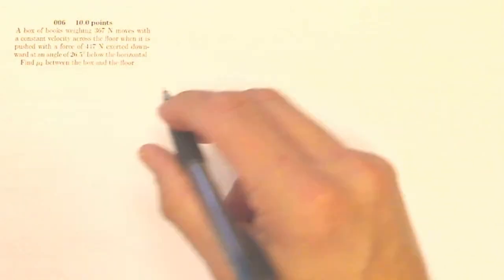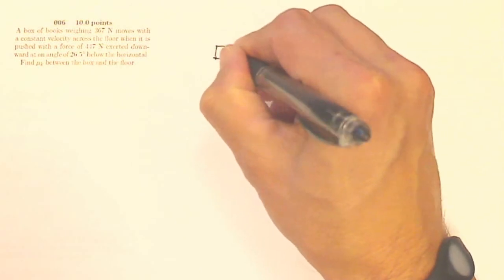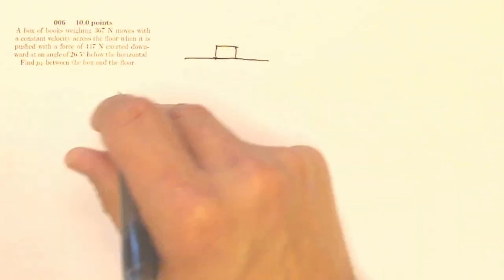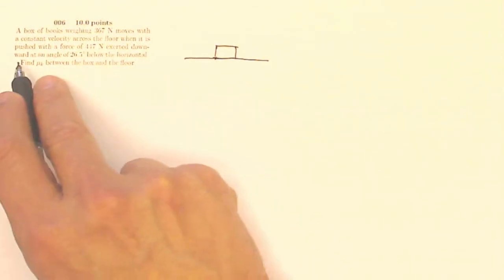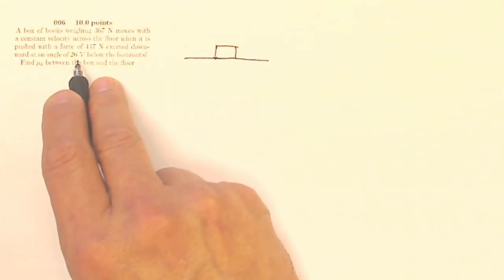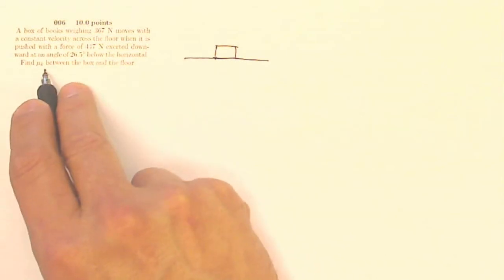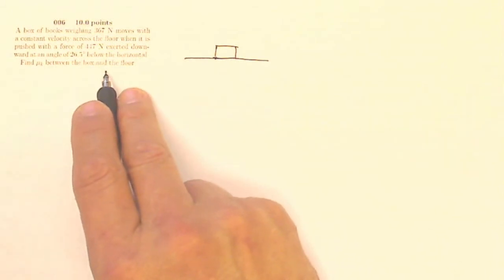A box of books weighing 367 newtons moves at a constant velocity across the floor when it's pushed with a force of 447 newtons exerted downward at an angle of 26.5 degrees below the horizontal. Find the coefficient of friction between the box and the floor.